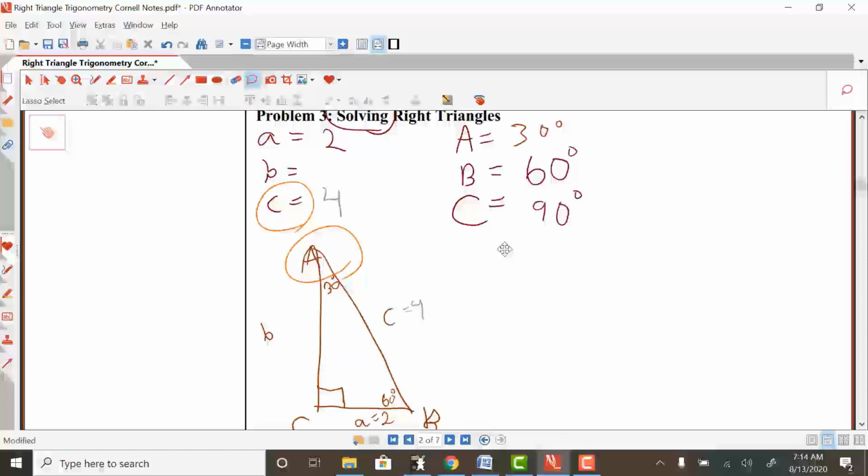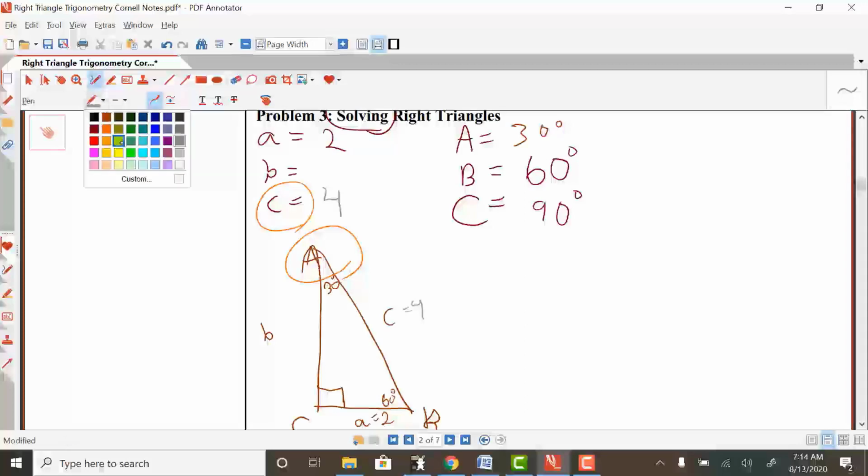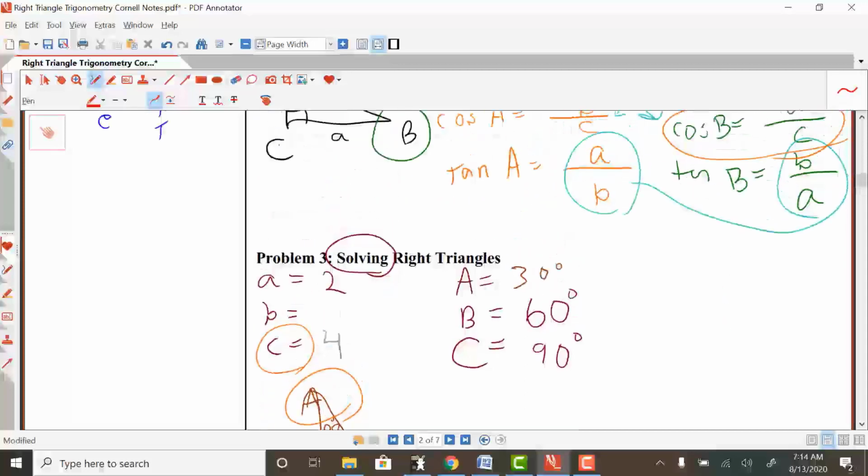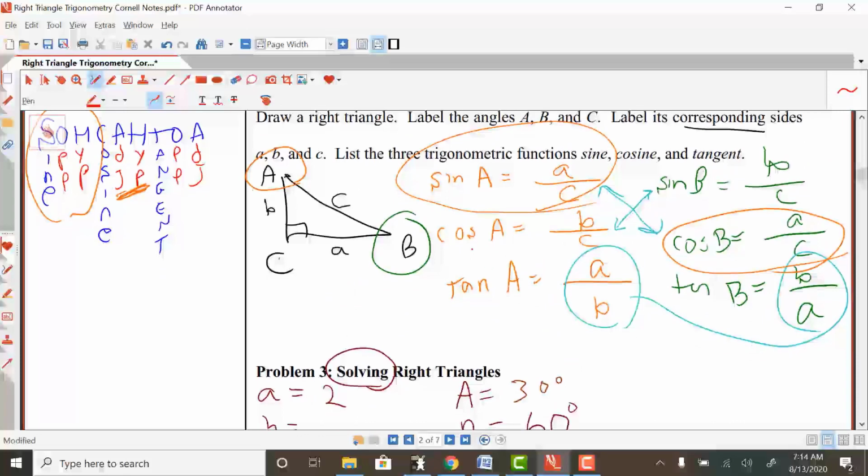To find little b, I'm going to say on the same corner. But this time I have a lot of options. I have A and I have C, and I want B. So I could either use cosine or I could use tangent to get B because I have both A and C. I'm going to suggest cosine.